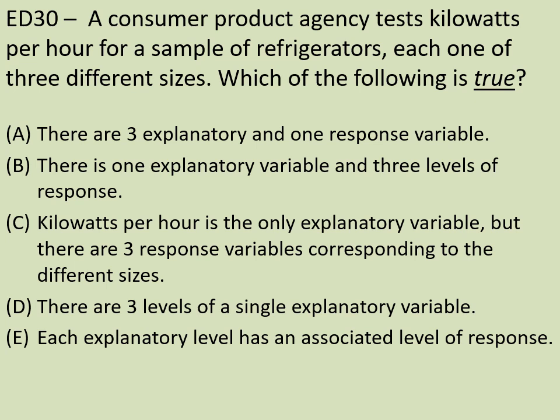ED 30. A consumer product agency tests kilowatts per hour for a sample of 3 refrigerators, each one of 3 different sizes. Which of the following is true? All right, so D is true. There is one explanatory variable, the refrigerator, and then there are 3 levels, or 3 different types of that one type of refrigerator.